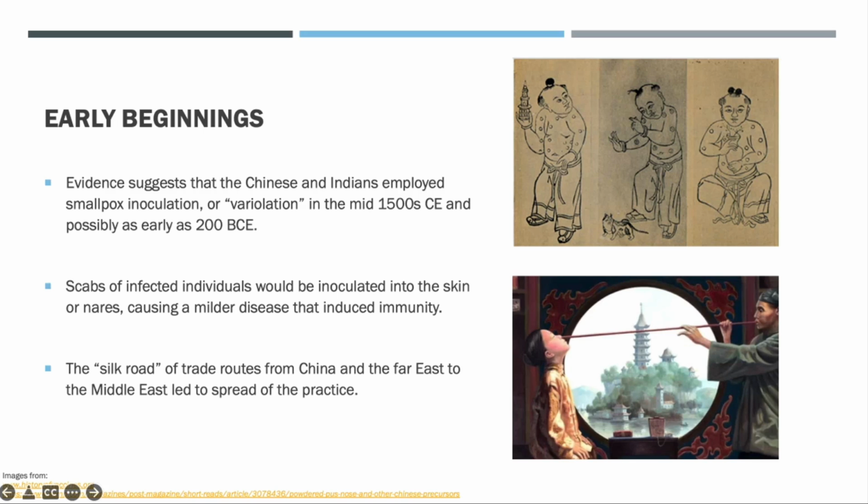Typically, this would be scabs that would be inoculated into the skin or the nose that would cause a milder disease, but that would then induce immunity against the disease if someone was exposed to it later on. There was the Silk Road of trade routes that eventually led to the spread of this practice from China and the Far East to other parts of the world too, including Europe.